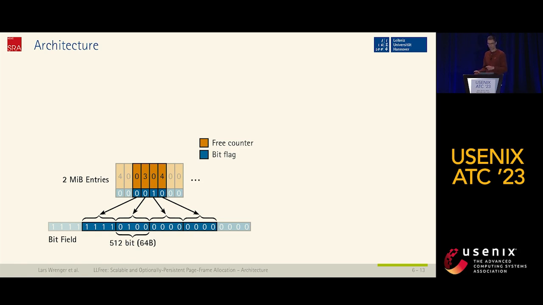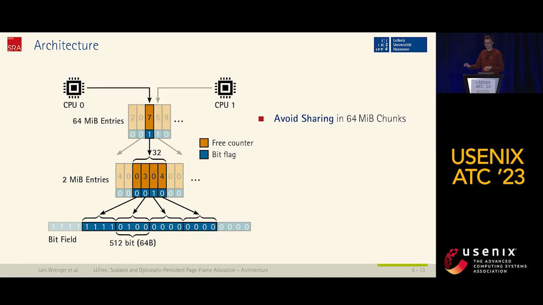But we still have the problem that when we allocate with multiple CPUs, those CPUs can end up in the same bit fields or in the same 2 MB entries, and then we have memory sharing and cache invalidation, and this is quite costly. To solve this, we have a second layer above that, where we group 32 of those 2 MB entries together, with the idea that CPUs exclusively reserve those 64 MB entries, so that they can allocate in their own areas without interference from other CPUs. And this quite effectively prevents memory sharing for the bit fields and the 2 MB entries.